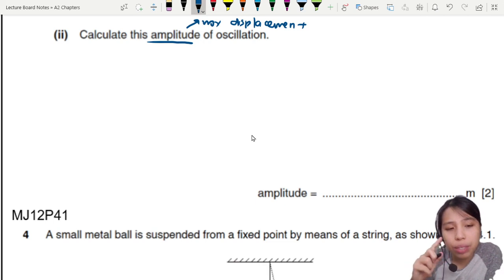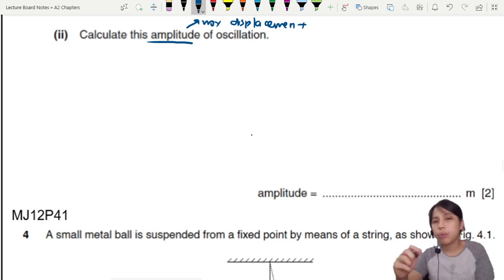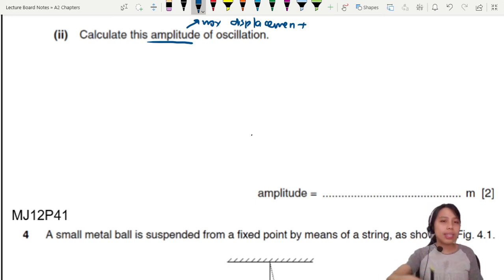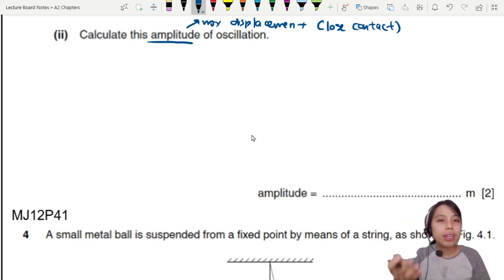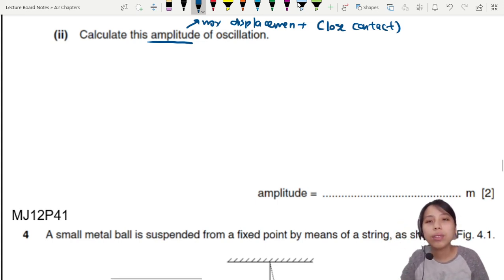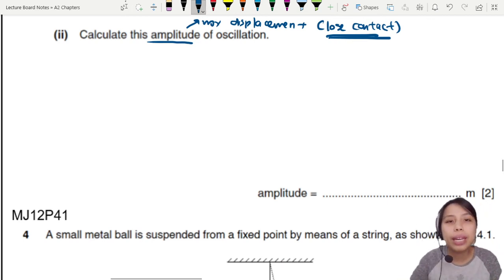Because you say, Miss, shouldn't it be 3.0 mm? Wait, no, that is part 1. Now this part, we are talking about the one where it loses contact. It loses contact because your amplitude is getting bigger and bigger, and you want to find the amplitude when you lose contact. So this is a different amplitude from the first part already. Cannot say 3 mm.